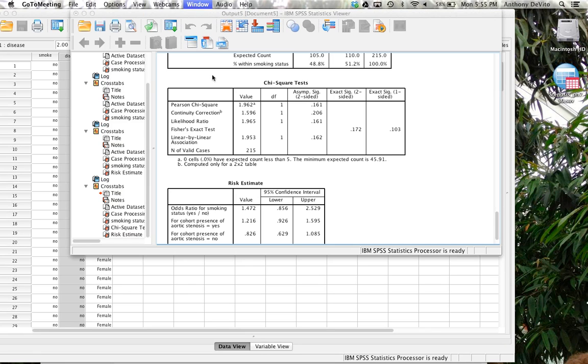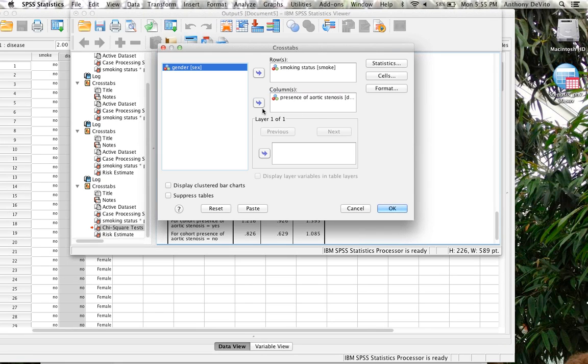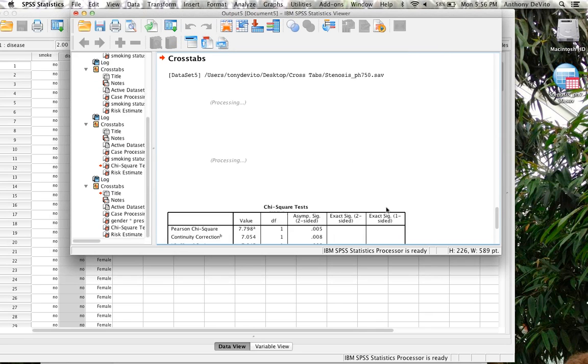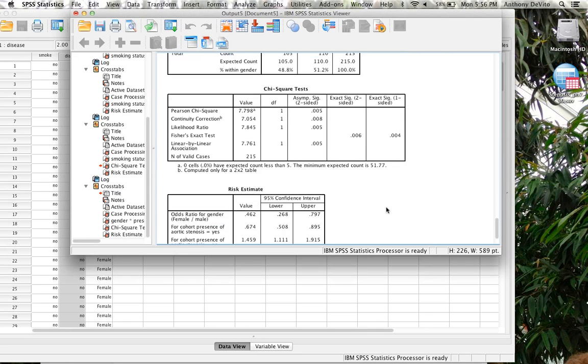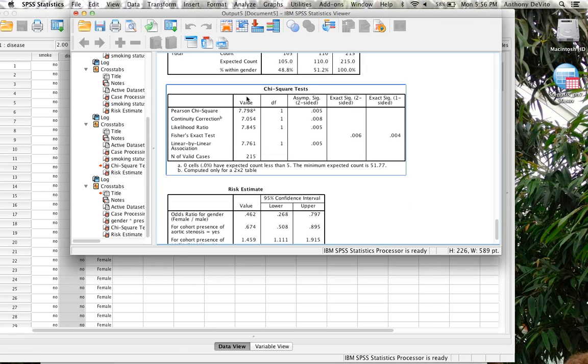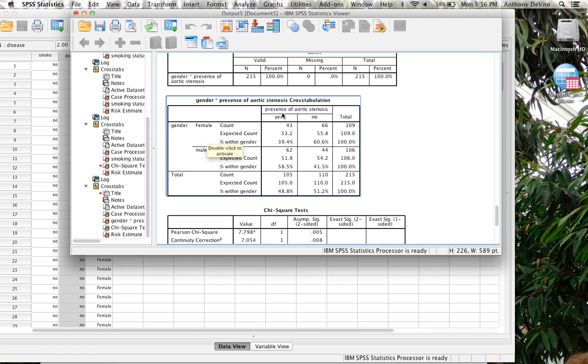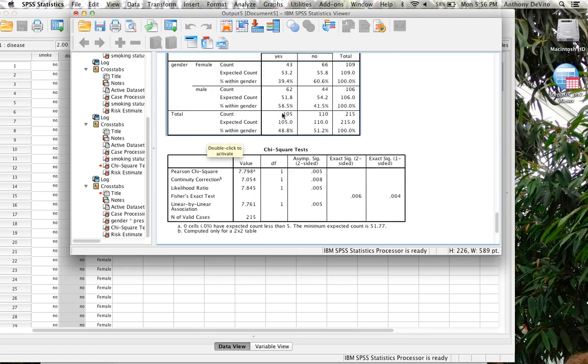I'm going to change this up a little bit. This time, Analyze, Descriptive Statistics, Crosstabs. Instead of using exposure smoking, I'm going to use the exposure gender. And I'm going to do exactly the same statistics. Well, let's see. Look what we got this time. This time, we got a chi-square value of 7.98. So I can reject the null hypothesis. There is a relationship between gender and the likelihood of aortic stenosis.